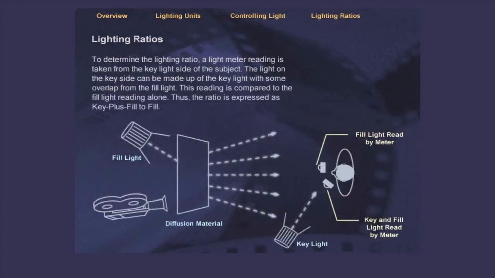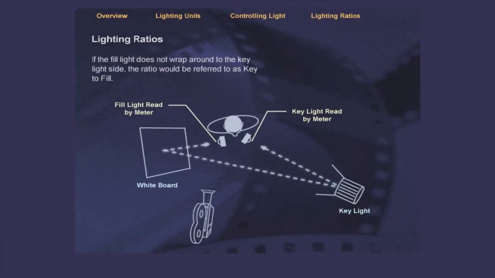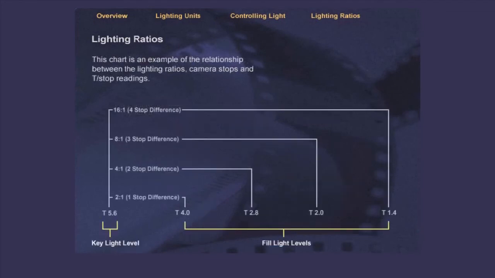To determine the lighting ratio, a light meter reading is taken from the key light side of the subject. The light on the key side can be made up of the key light with some overlap from the fill light. This reading is compared to the fill light reading alone. Thus, the ratio is expressed as key plus fill to fill. If the fill light does not wrap around to the key light side, the ratio would be referred to as key to fill. This chart is an example of the relationship between the lighting ratios, camera stops, and T-stop readings.